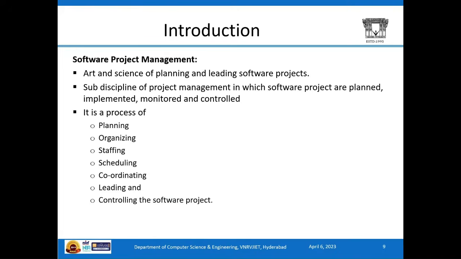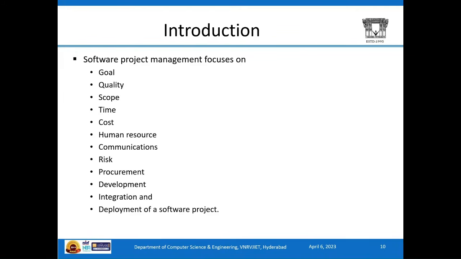Now, we will understand what software project management is. It is the art and science of planning and leading a software project. A software project should be planned, implemented, monitored, and controlled. Complete software project management is a process of planning, organizing, staffing, scheduling, coordinating, leading, and controlling the software project. And software project management focuses on goal, quality, scope, time, cost, human resources, communications, risk, procurement, development, integration, and the deployment of a software project.